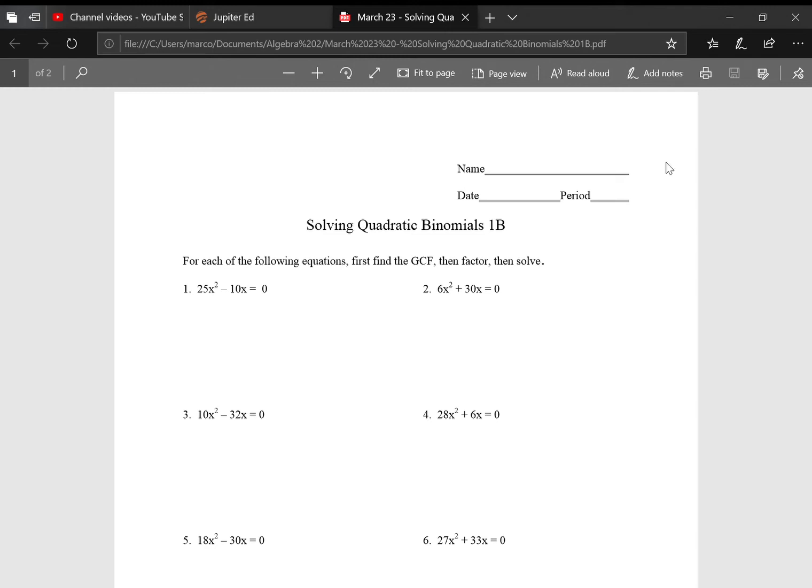Alrighty, so we're going to continue solving quadratic binomials 1b. If you read the notes from the last video, you know that everything we did on 1a was just to get ready for this page, which is really all that matters. We're going to take a quadratic binomial, factor it, then use the zero product property to solve it. Let's go ahead and just do problem number 1.